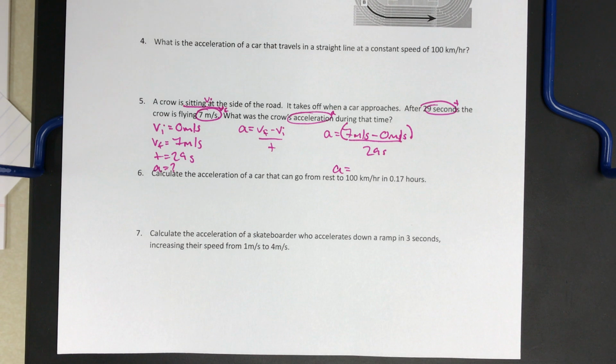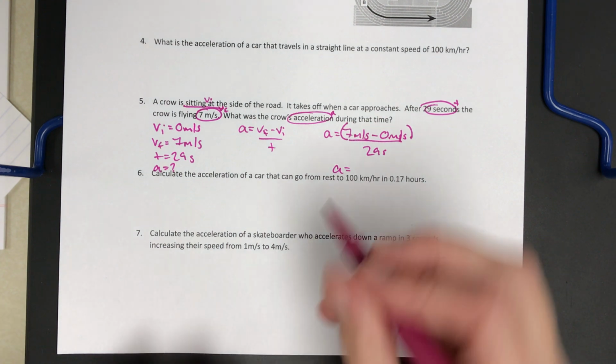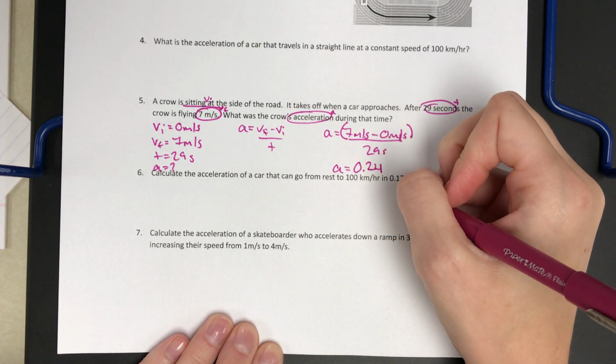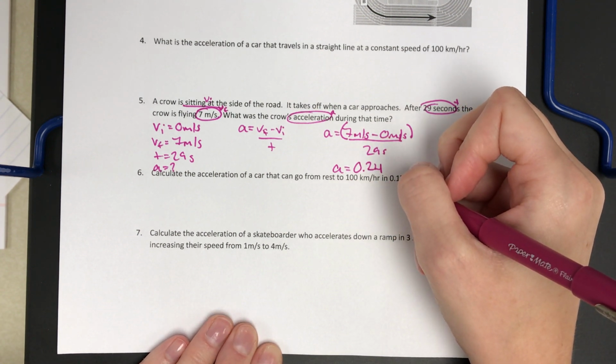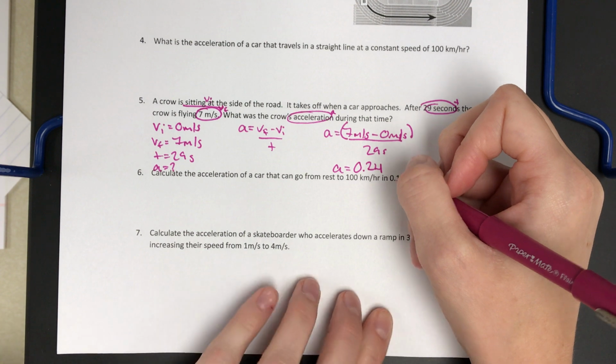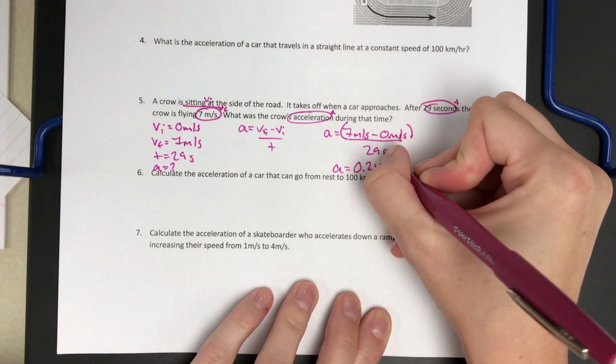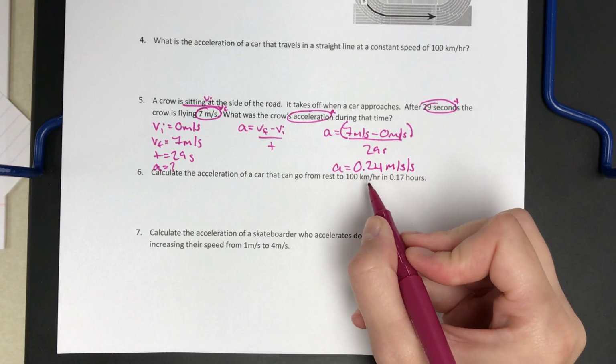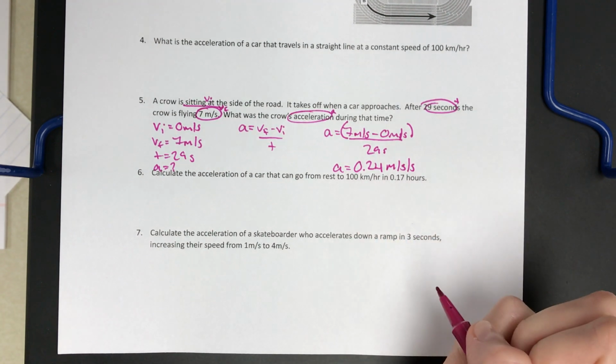Okay, so plug it in. What do you got? Who's got an answer? Naya? Good, that's what I got too. 0.24. What are the units? Good. 0.24 meters per second squared, meaning it's changing its speed 0.24 meters per second every second.